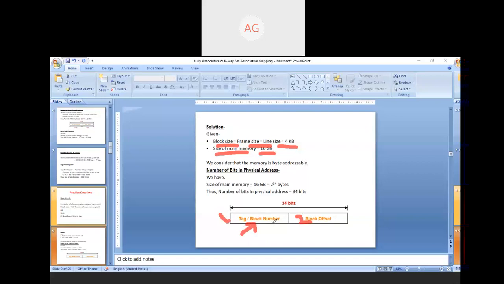Whatever is given to you, basically the size of the main memory, is 16 GB. So 16 GB can be converted into bits first. The size of the main memory is 16 GB, which can be written in powers of 2. So basically 16 GB is 2 to the power 34, as you know that 2 to the power 30 is equal to 1 GB.